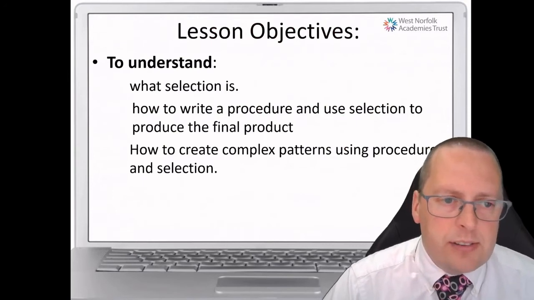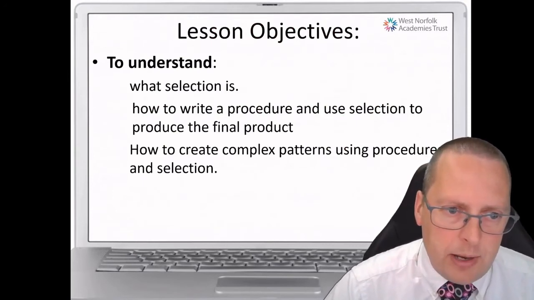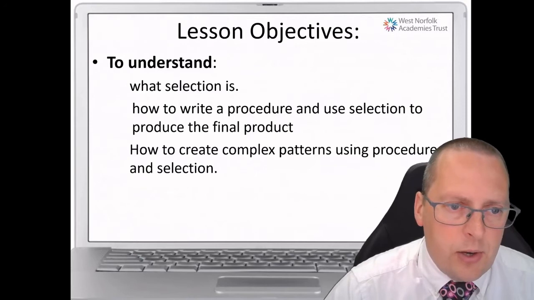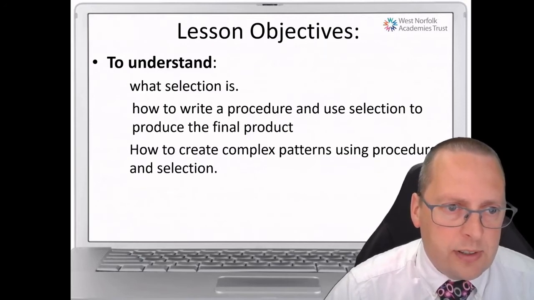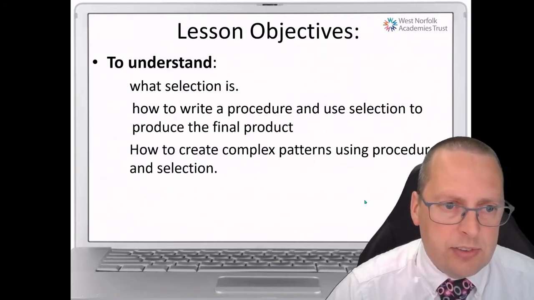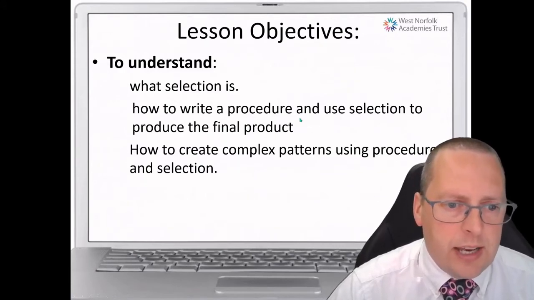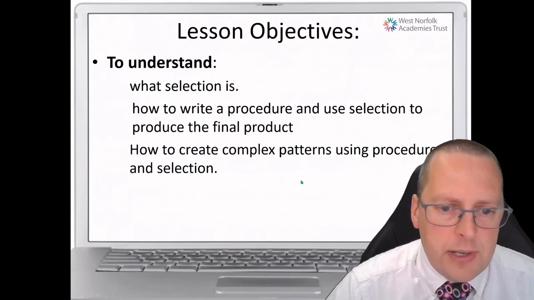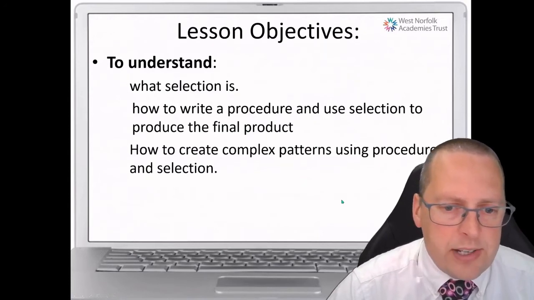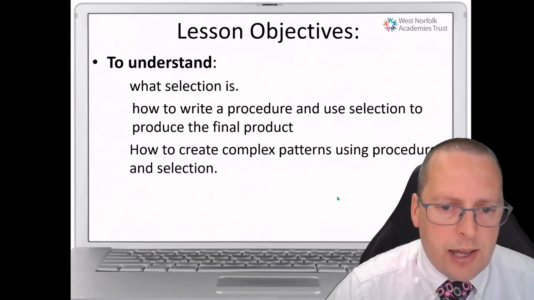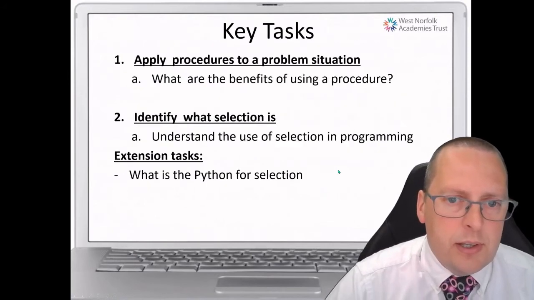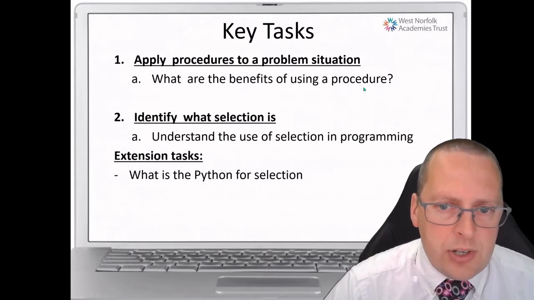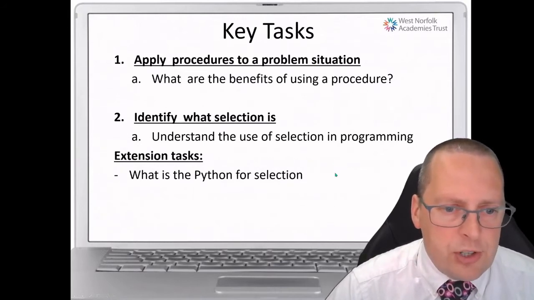So moving on to today's lesson, we're going to look at selection in programming. So selection is when we can make a choice. So we can choose it to go this way or select the other option. I'm going to show you how to write a procedure and use selection to produce a final product. And then eventually we're going to move on to creating some more complex procedures and patterns using procedures and selections. So we know why we use procedures. It's to make our programming more efficient. And we're going to look at using selection today.